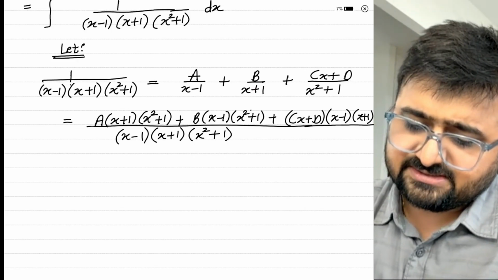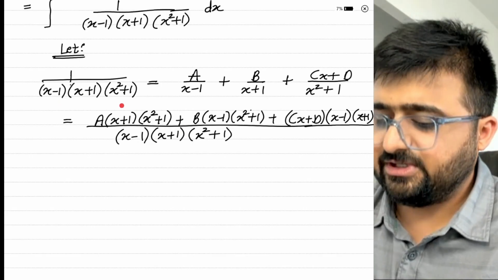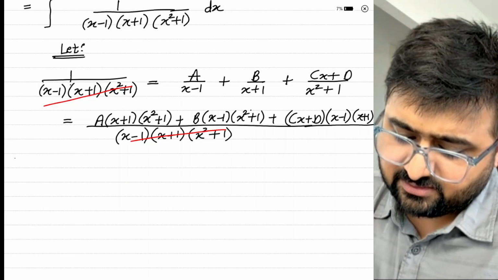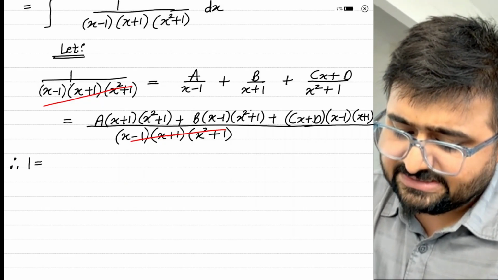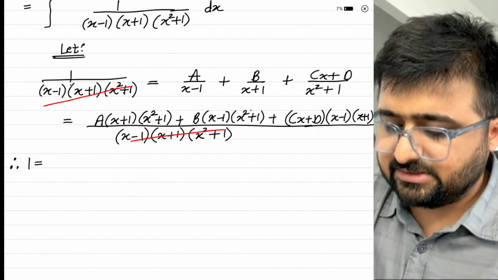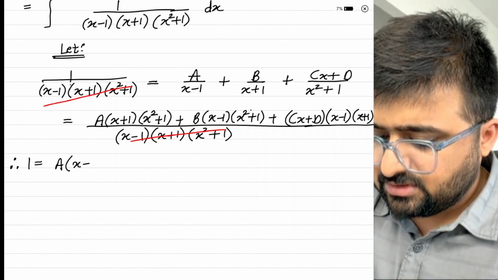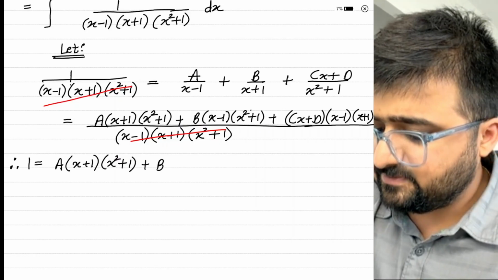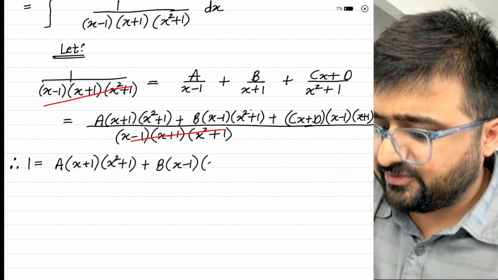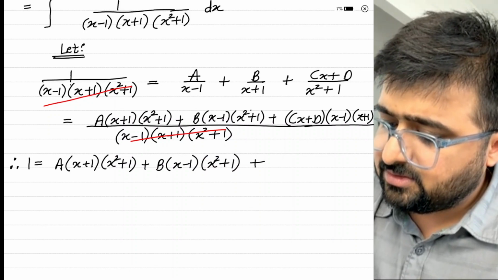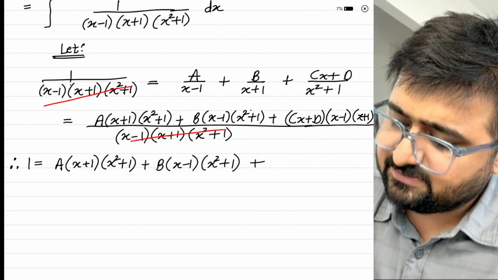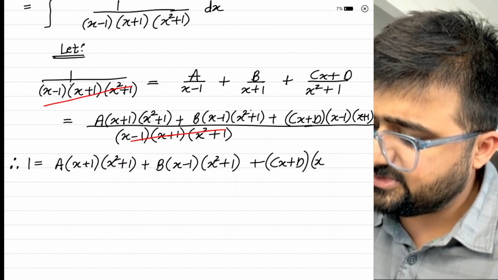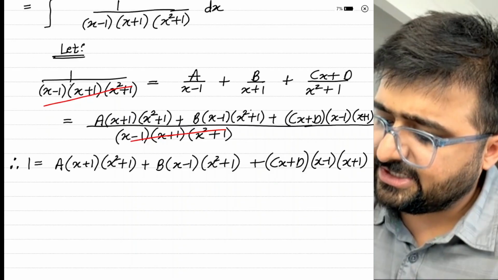Now what you can do is, if you see this denominator and this denominator, they can easily be cancelled. So what you will be left with is 1 is equal to the whole thing. You can write it the way it is: a into x plus 1, x square plus 1, plus b times x minus 1, x square plus 1, plus cx plus d times x minus 1 times x plus 1.